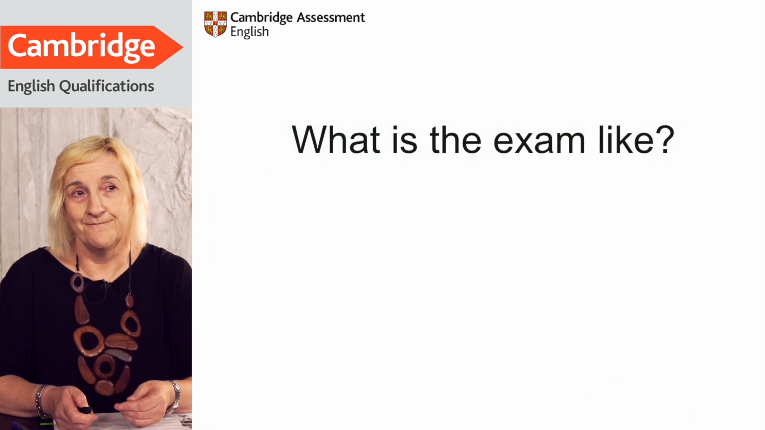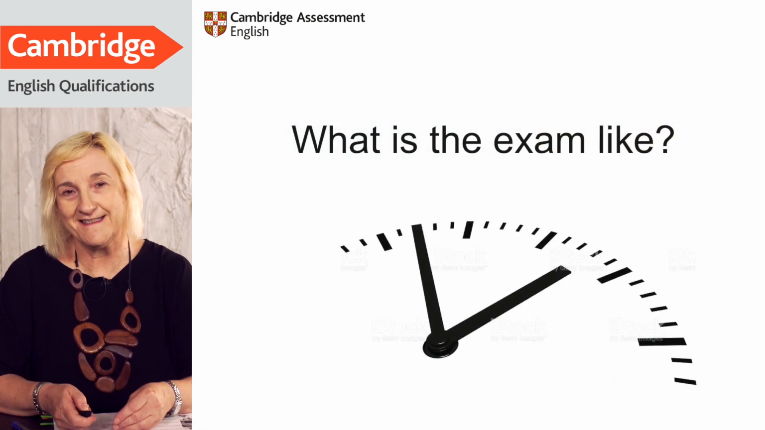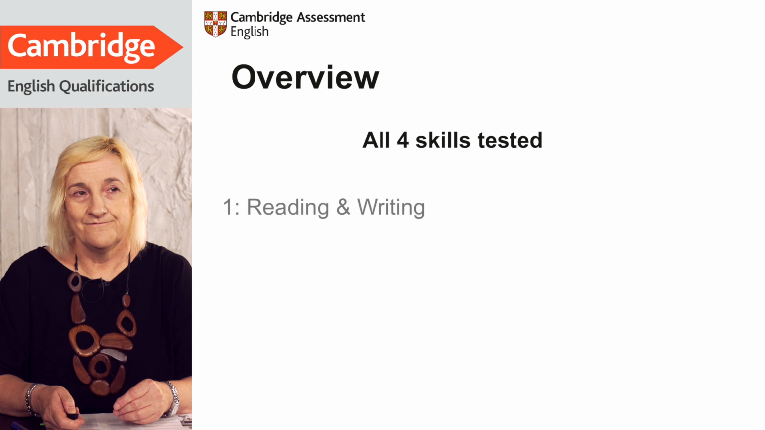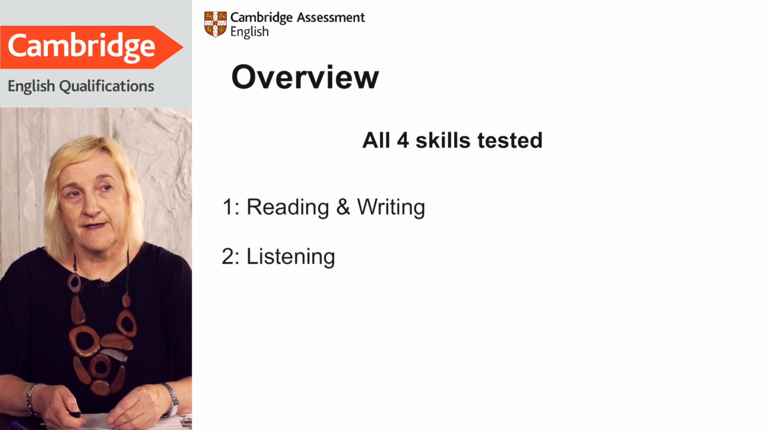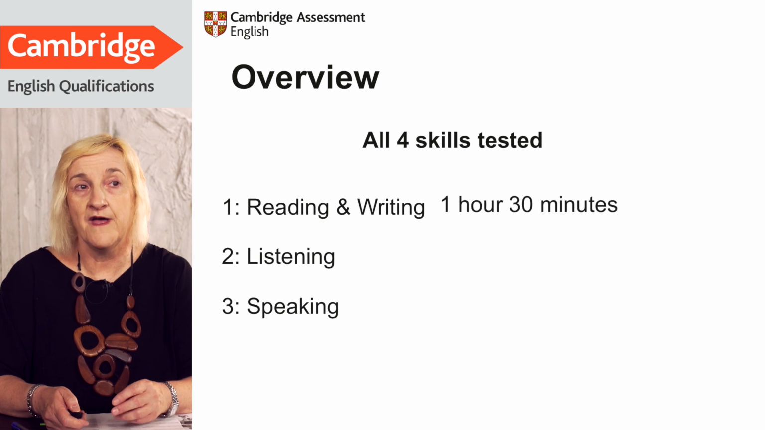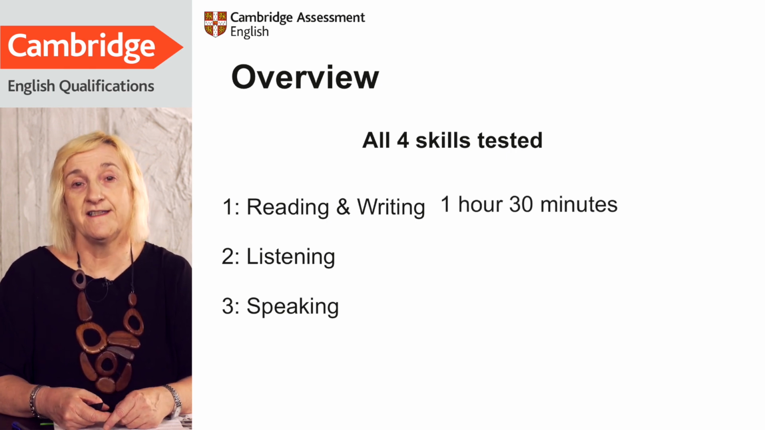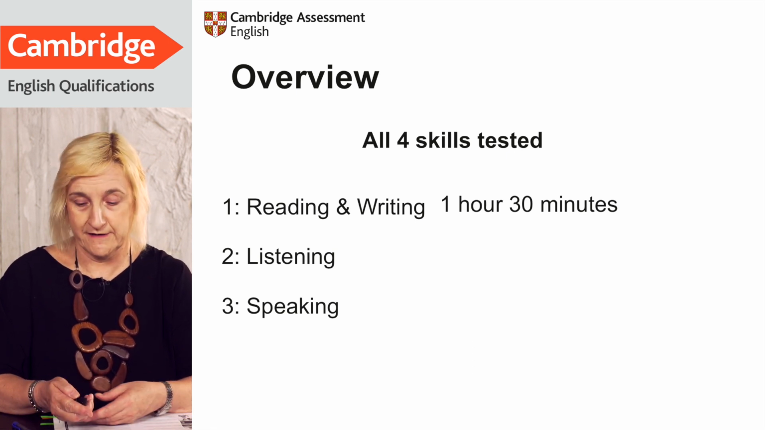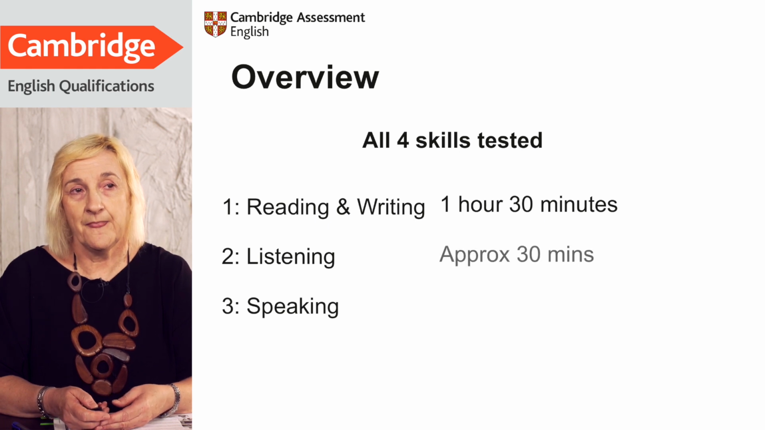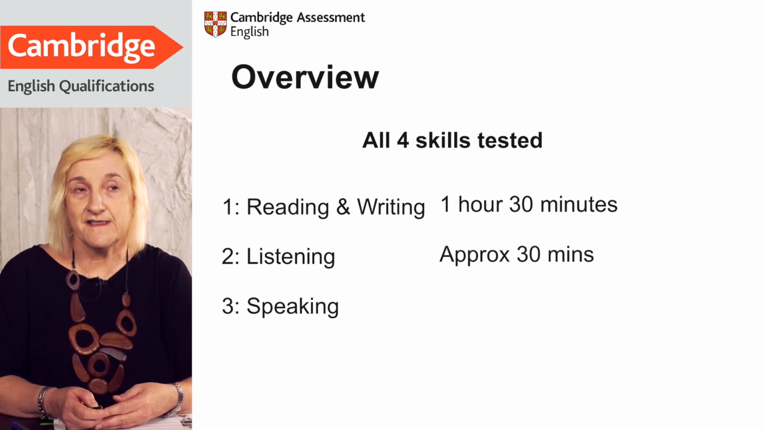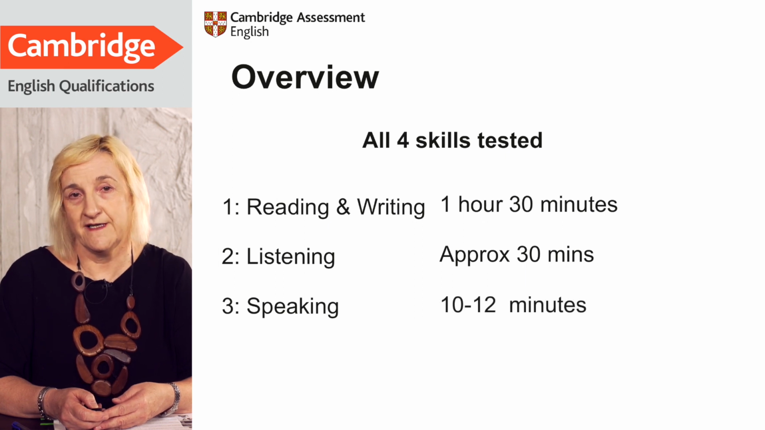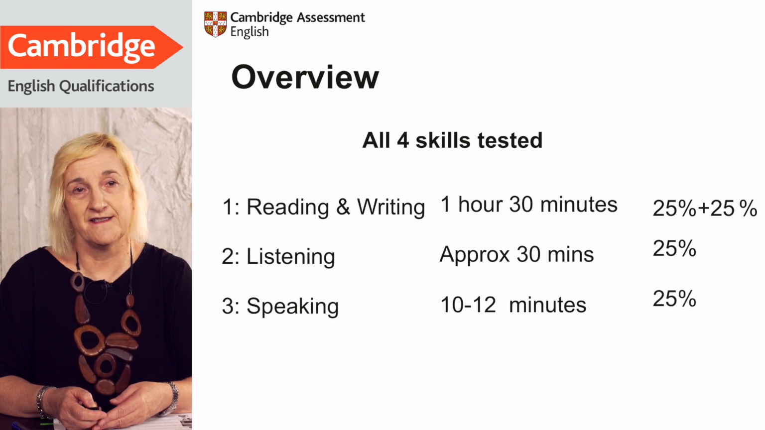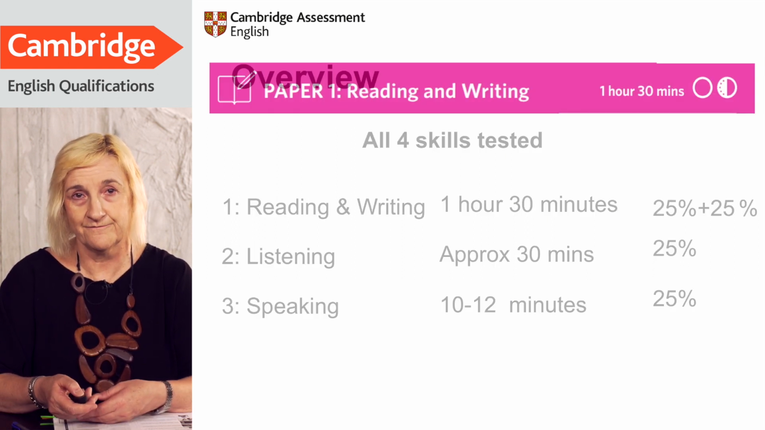So what's the exam like? Well, we'll have a little look at the detail of the times and the different tasks. So this gives you an idea of the timing. We have a look here, we've got 3 papers. So reading and writing are tested together, and the total time of this paper is 1 hour 30 minutes. The listening paper is approximately 30 minutes, and the speaking test is 10 to 12 minutes. As I said before, it's 25% of each skill.